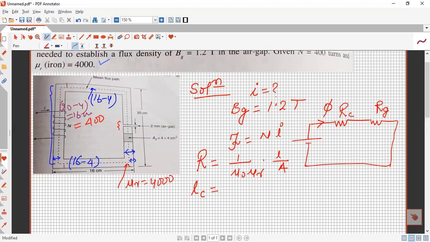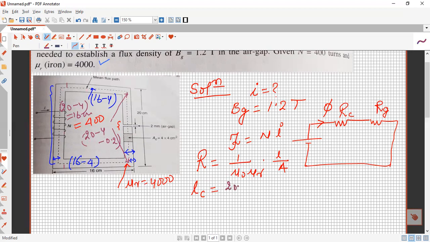Here it will also be from here to here, it is also 16 centimeter. But the difference is the air gap, we also have to subtract the length for the air gap. So from here to here, I am writing this length like this. So it will be 20 minus 4 minus, this is in mm, so we have to convert it into centimeter, so it will be 0.2 centimeter.